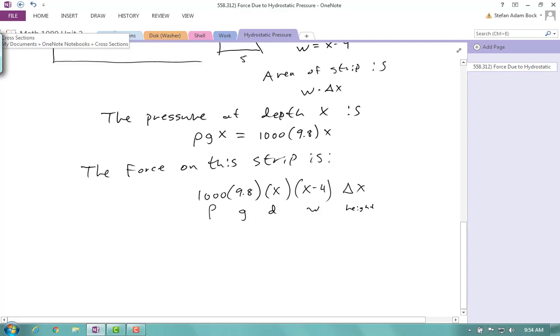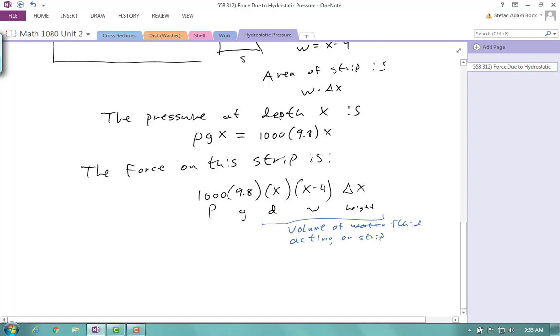So one of the possible ways to think about these problems is to try to calculate this right here, which is the volume of water above a strip. And maybe it's not water, but it's a fluid of some sort. Both of these thought processes will get you to exactly the same place.